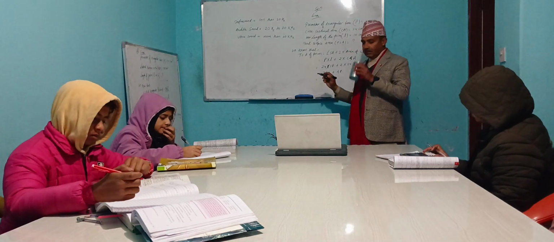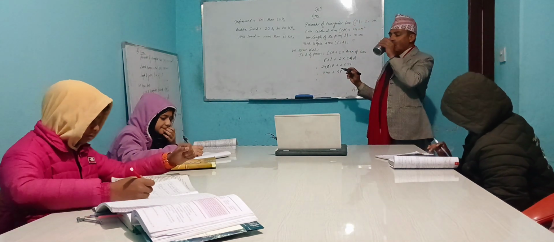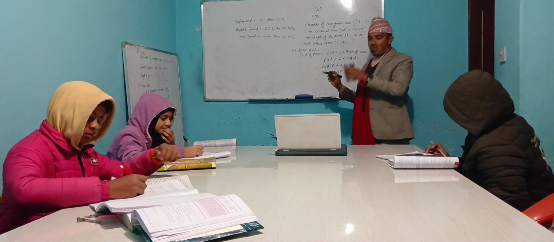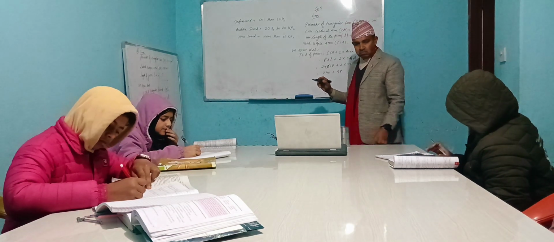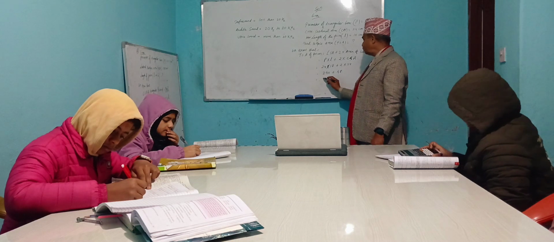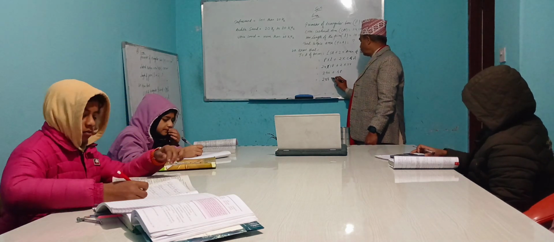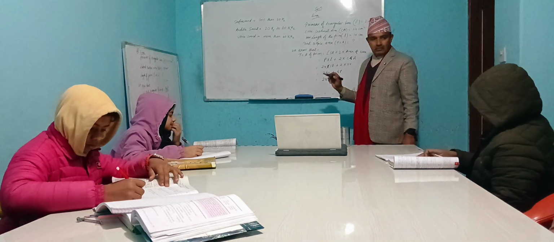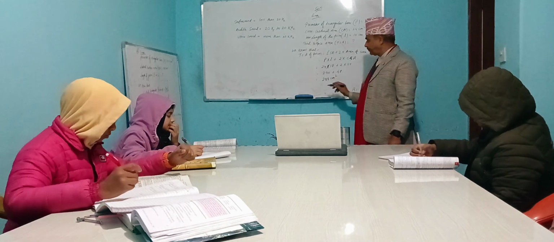240 plus 22, 24 to that? 48. How much does it come? 28. Same square, okay?